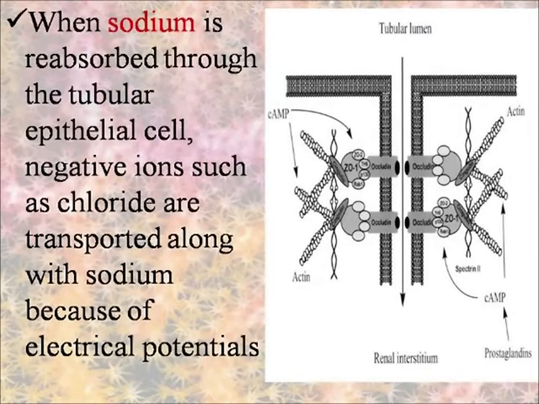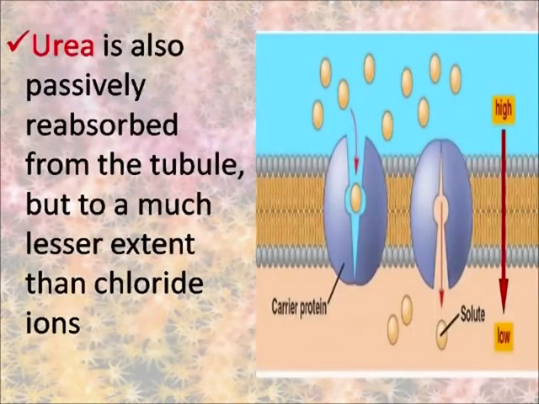When sodium is reabsorbed through the tubular epithelial cell, negative ions such as chloride are transported along with sodium because of electrical potentials. That is, transport of positively charged sodium ions out of the lumen leaves the inside of the lumen negatively charged, compared with the interstitial fluid. This causes chloride ions to diffuse passively through the paracellular pathway.